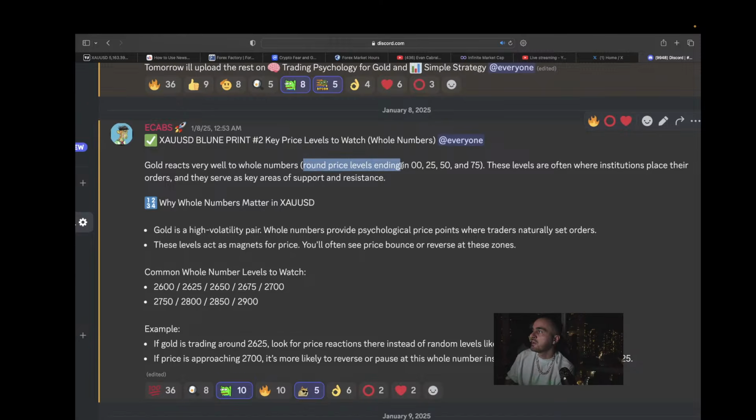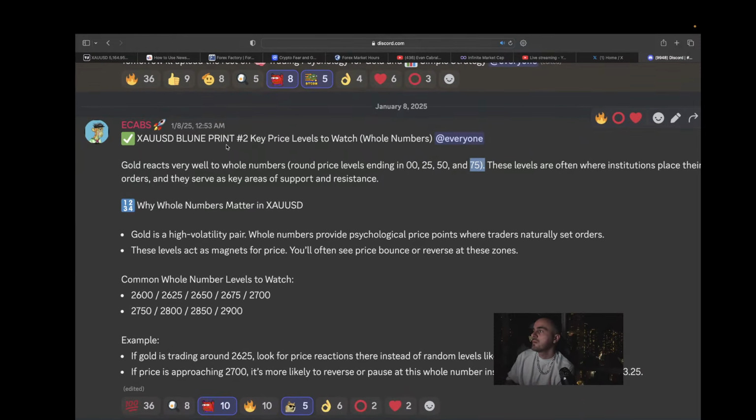Round price levels ending in 00, 25, 50, 75. I just explained this, so now it should make sense more here, and I'm going to show you on the charts. You guys just heard me say this. 00, 25, 50, 75. These are key price levels to watch. Whole numbers. We talk about this every week. If you go on my channel, watch some videos, come to the streams, I've been talking about it ever since.